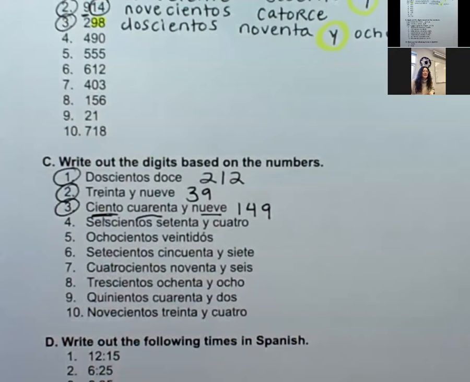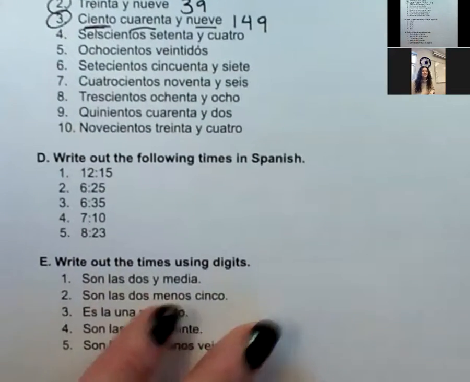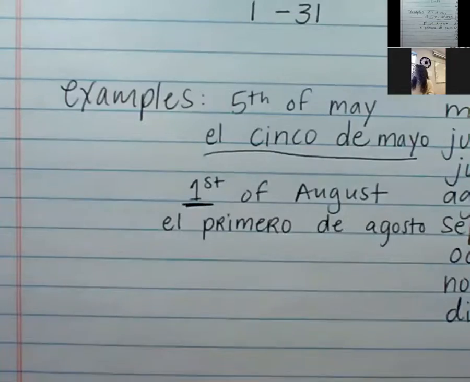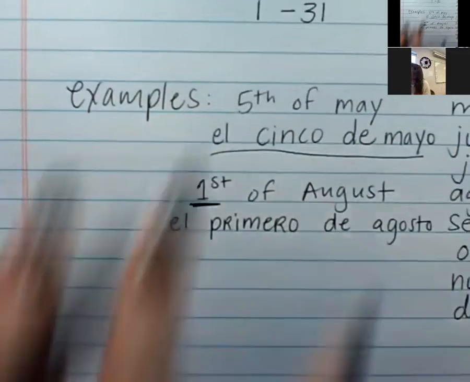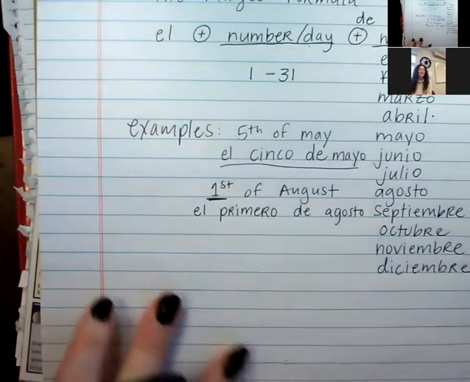And then section D and section E all revolve around time. So I am going to go back to my note page and I'm just going to write down the formulas that we are going to use. So I'll use our typical formula and then the menos method. We're going to need both of those. And then we will come back and do a couple of examples from those two sections.